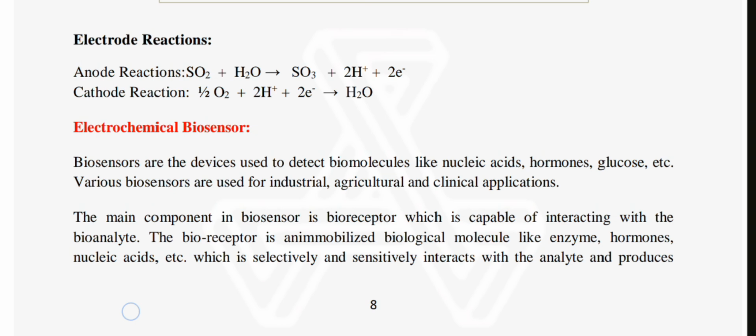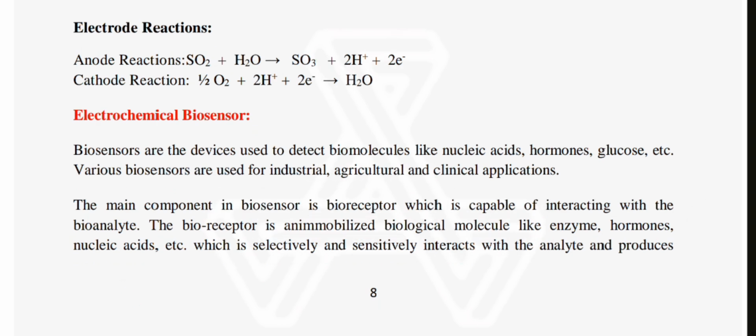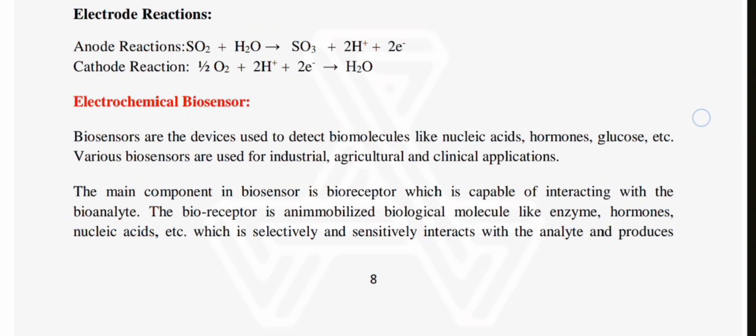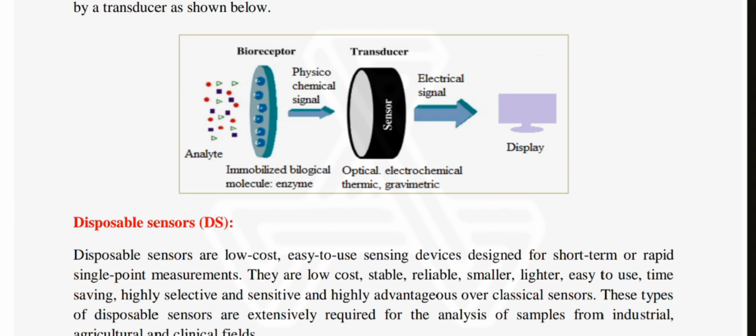Electrochemical biosensors. Biosensors are devices used to detect biomolecules like nucleic acid, hormones, glucose, etc. Various biosensors are used for industrial, agricultural, and clinical applications. The main component in a biosensor is a bioreceptor, which is capable of interacting with the bioanalyte. The bioreceptor is an immobilized biological molecule like an enzyme, hormone, nucleic acid, etc., which selectively and sensitively interacts with the analyte and produces analytical signals. These analytical signals are detected and converted into a readable electrical signal by the transducer as shown below.